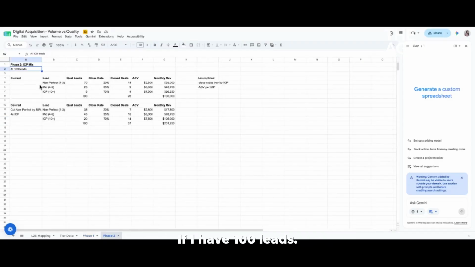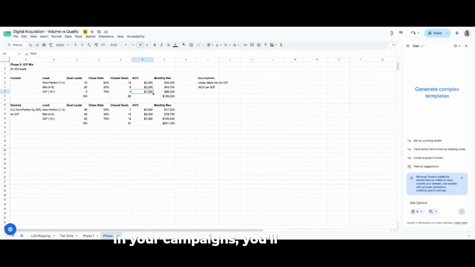Phase 2 is now, okay, cool. If I have 100 leads and I want to start to shift my ICP, this is my current mix. This is my desired mix, right? These are all the metrics for each. You'll likely start to see for each tier that closed rates are better for your main customers than for these lower customers. And so you're also willing to spend more because upfront it might sound like a lot, but they actually convert better and higher. So this is how you start to work through the math of shifting that mix.